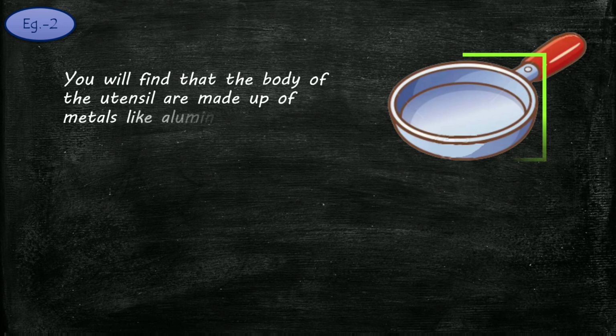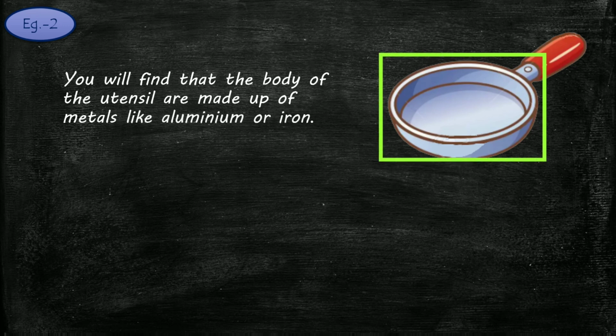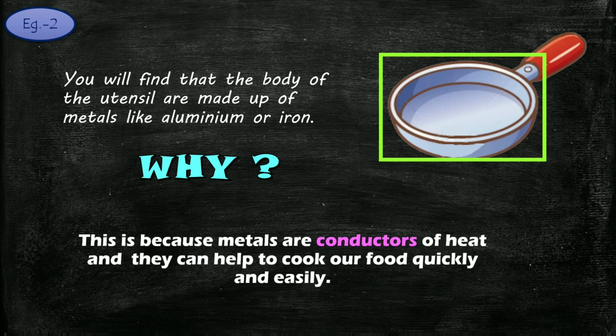You will find that the body of the utensils is made up of metals like aluminium or iron. Why is this so? This is because metals are conductors of heat and they can help to cook our food quickly and easily.